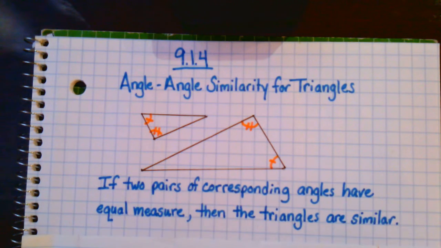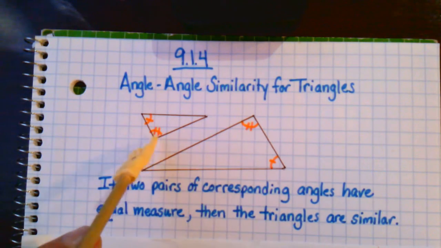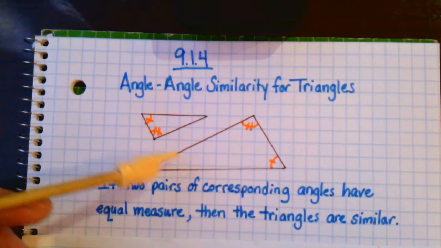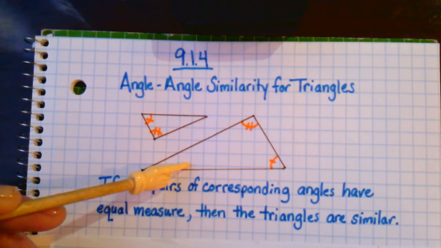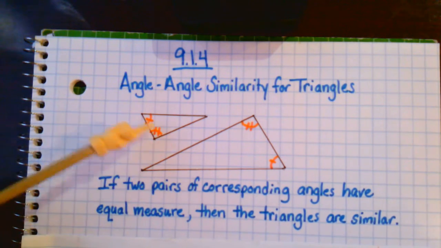So, angle-angle similarity states that if two pairs of corresponding angles have equal measure, then the triangles are similar. And that's what we have up here. Two pairs, here's the first pair, and here's the second pair that are similar, which means these two triangles are similar to one another. This one is just a dilated or larger version of the first one.